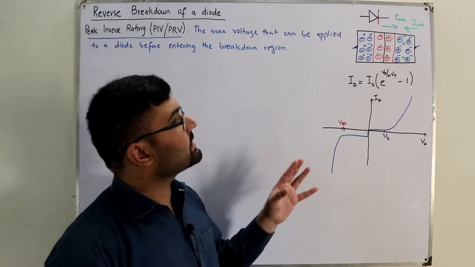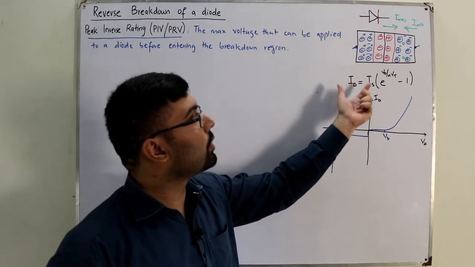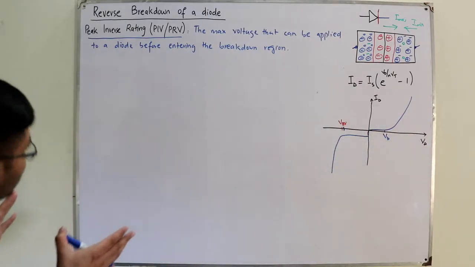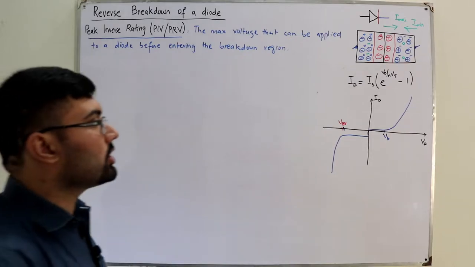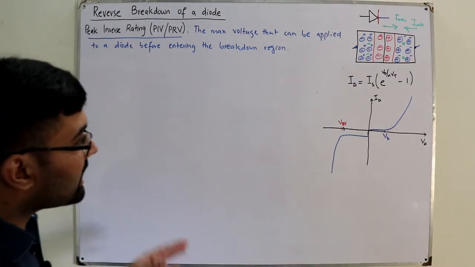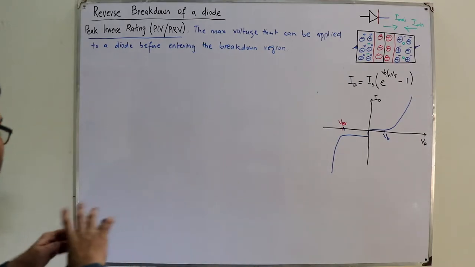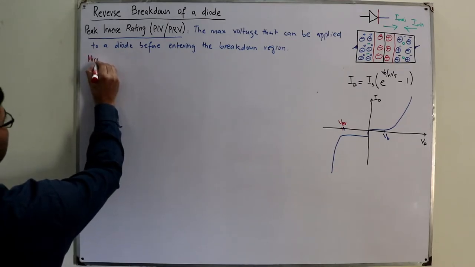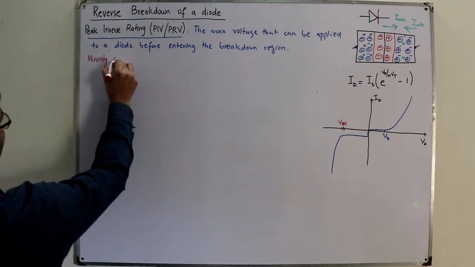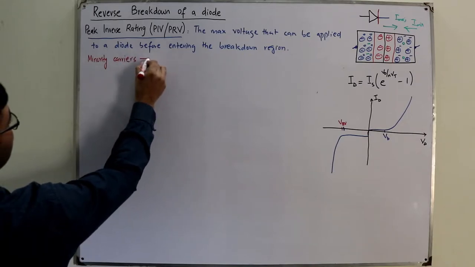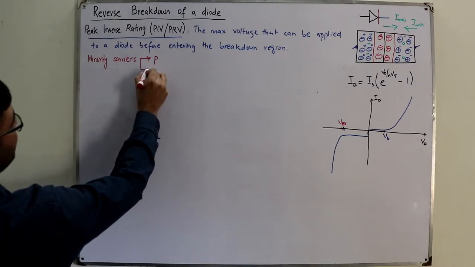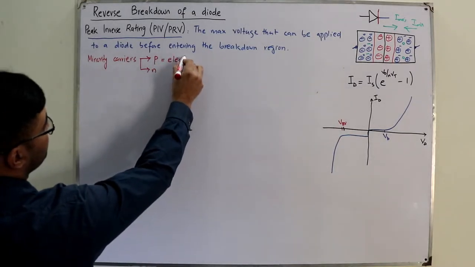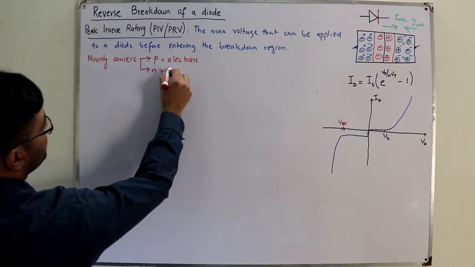Have a look at the PN junction diode. The majority carriers on the P side are holes, and on the N side are electrons. We are interested in the minority carriers, because we are talking about the reverse biasing, the reverse bias potential. So the minority charge carriers on the P side are electrons, and on the N side they are holes.